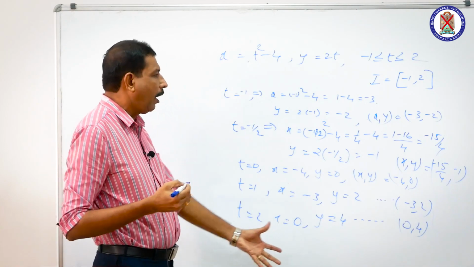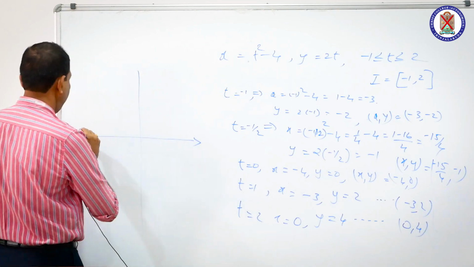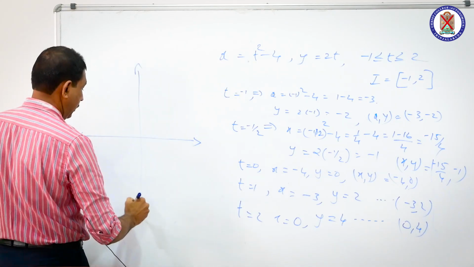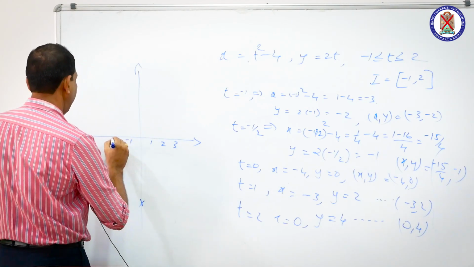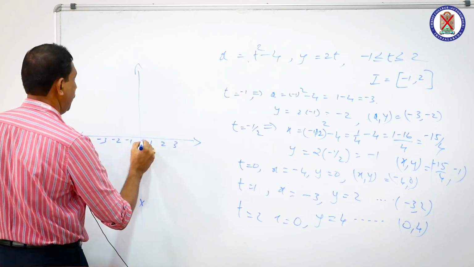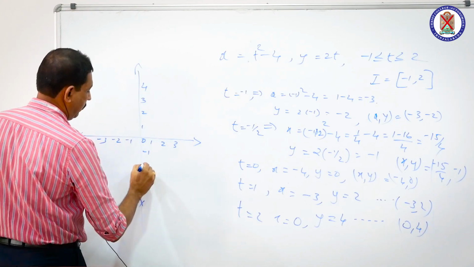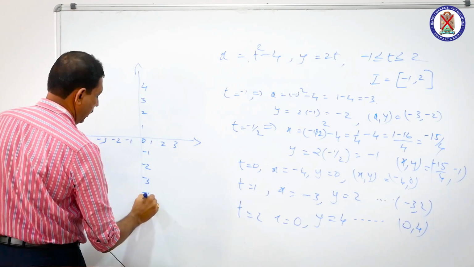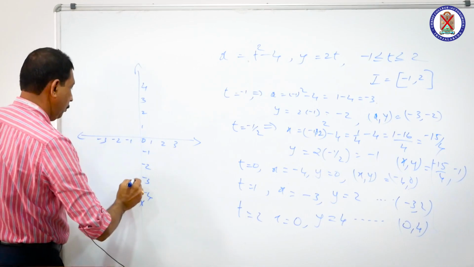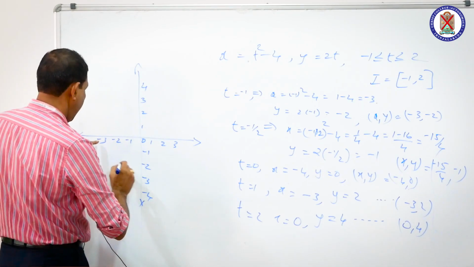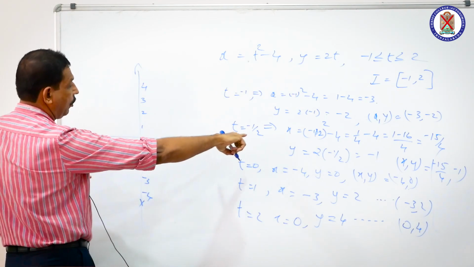Using this, we will draw the figure. Here we mark 1, 2, 3, etc. and minus 1, minus 2, minus 3, etc. on the axes: 0, 1, 2, 3, 4, minus 1, minus 2, minus 3, minus 4, etc. The first point is (minus 3, minus 2). X is minus 3, y is minus 2. Therefore, this point becomes this one. And the next one, t equal to minus half.